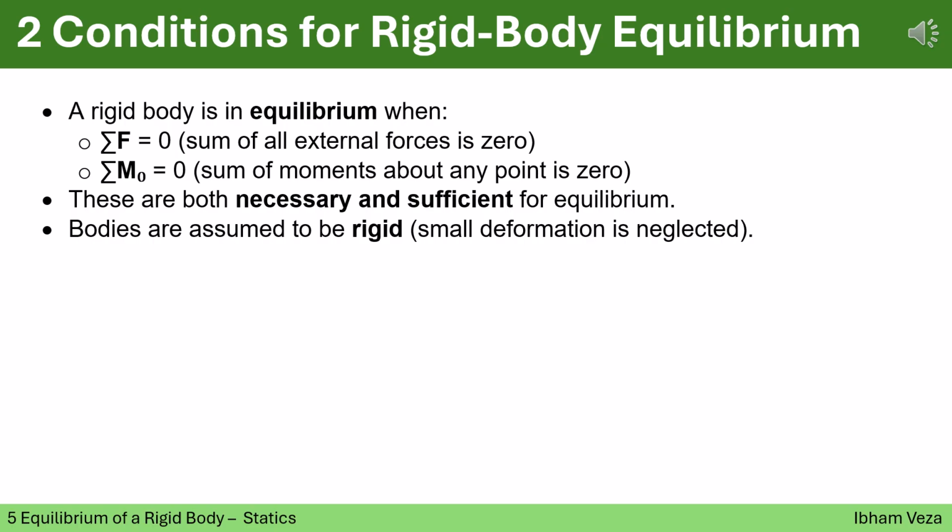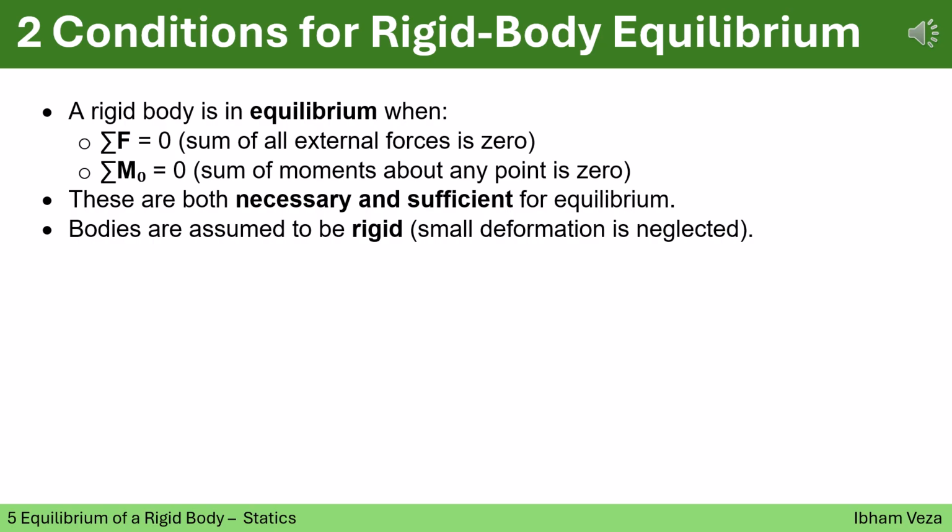Conditions for rigid body equilibrium. A rigid body is in equilibrium when two conditions are simultaneously satisfied. First, the sum of all external forces acting on the body must be zero. Second, the sum of moments about any point must also be zero. The first condition prevents translational motion, while the second prevents rotational motion. These conditions are both necessary and sufficient for equilibrium.